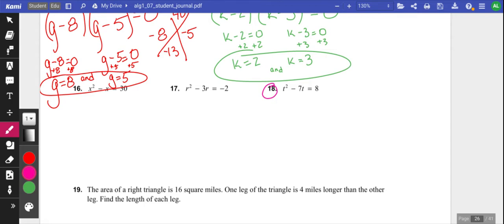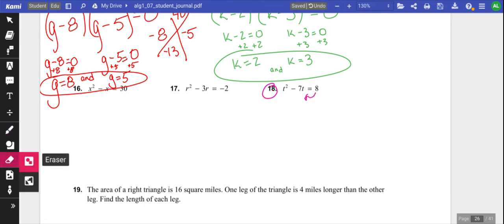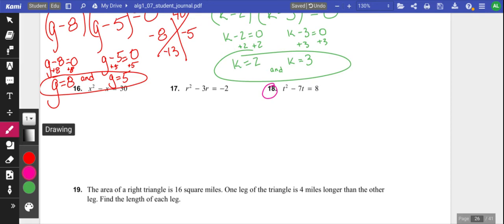Right? So this doesn't work. Some people are going to try and like factor out the t, something like that. You want to get that 8 over to the other side. You have to have it equal to 0 or this whole process doesn't work. I'm going to subtract 8 from each side here. And I get t squared minus 7t minus 8 equal to 0.